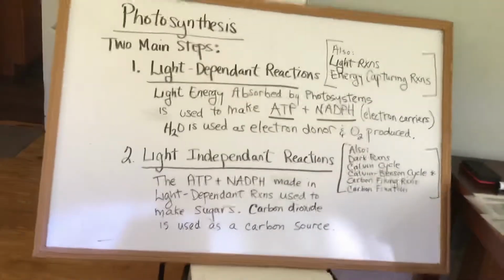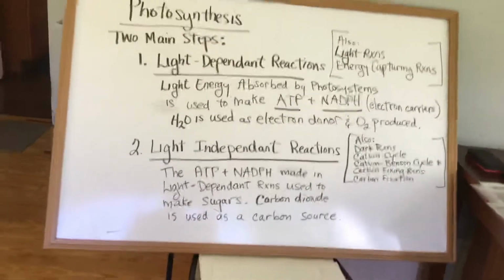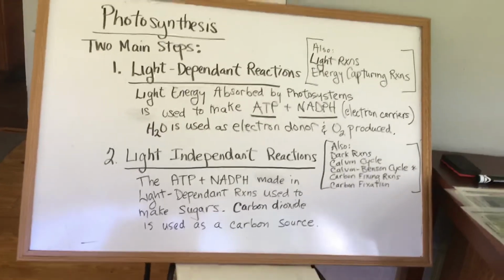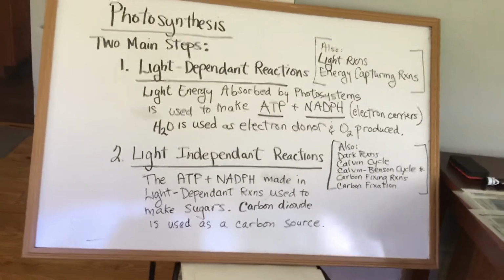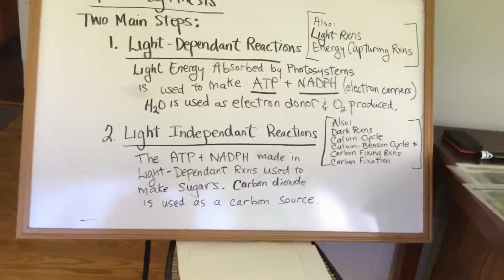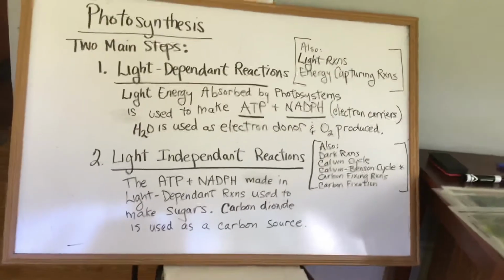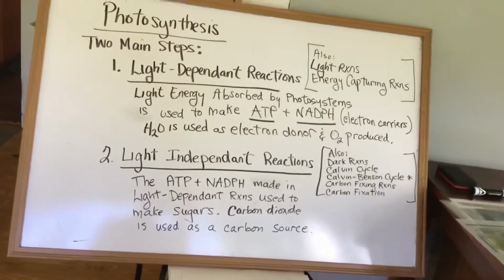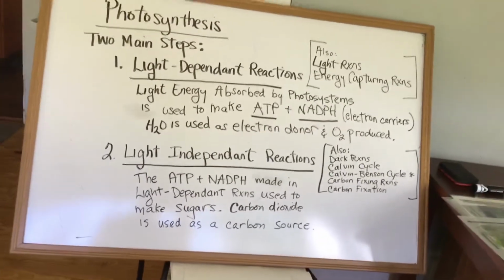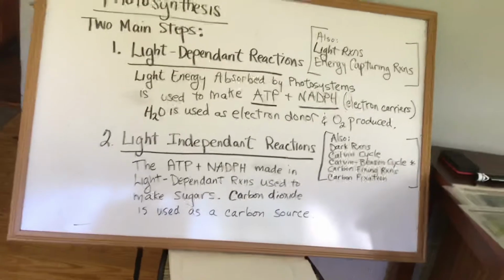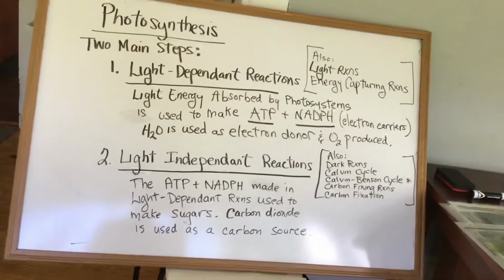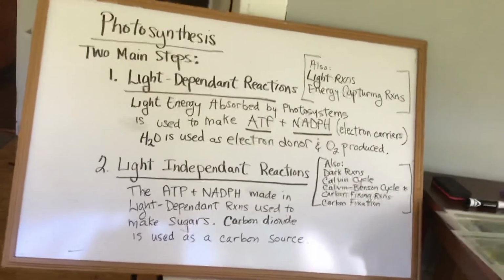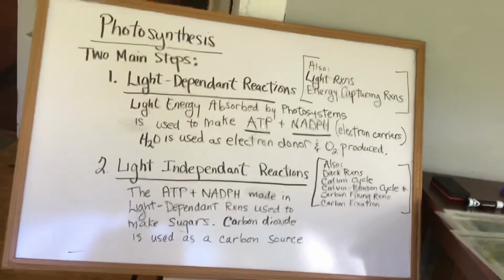Now, the light-independent reactions are going to use that ATP and NADPH, or that energy that was gleaned from the light reactions, to make the sugars. And it's going to use carbon dioxide, usually from the air. The way we're going to be talking about it is from the air, but it could be from water or actually from other sources, but mainly air. And it's used as a carbon source.